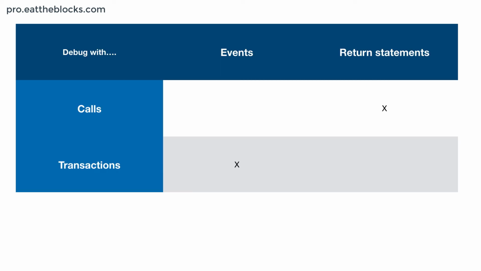But when it comes to debugging, the biggest difference is that with calls, you can use return statements in your Solidity function, but not events. Whereas with transactions, it's exactly the contrary. The lesson of the story is that when you are debugging a function in your smart contract, make sure to be aware if it's a call or a transaction.